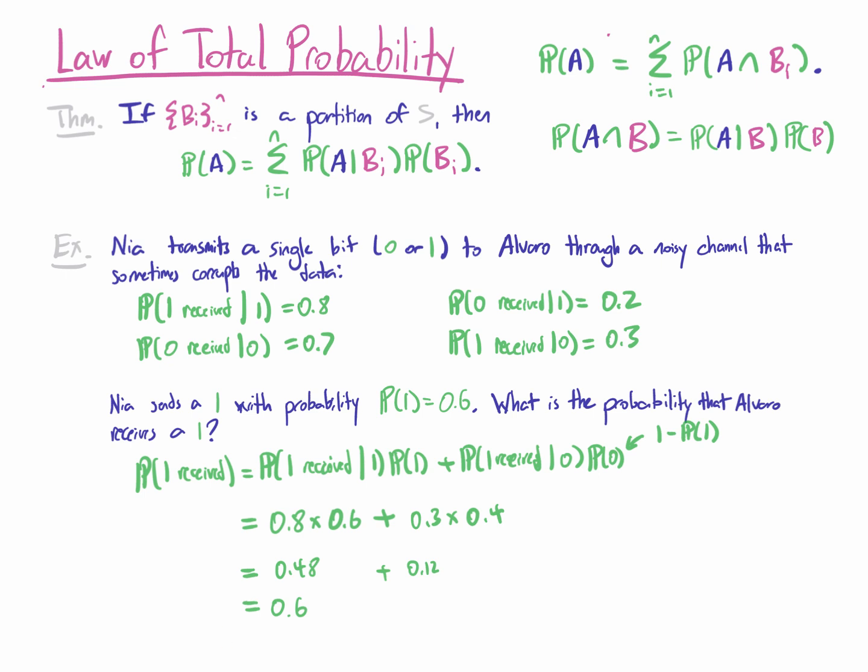So this is an example of how we can start using the law of total probability to compute the probability of an event when we have little individual pieces. I wanted to know the probability that Alvaro would receive a 1. I didn't really have that, but I had these little individual pieces: how much Nia wants to send a 1 on a given day, and the probability that Alvaro receives the 1 given that Nia sends it. So I have these little mechanical pieces that I often get by reasoning about the structure of my system in some way, knowing how reliable a given channel is. And then I combine those pieces together using rules like the law of total probability in order to compute the probability I care about.